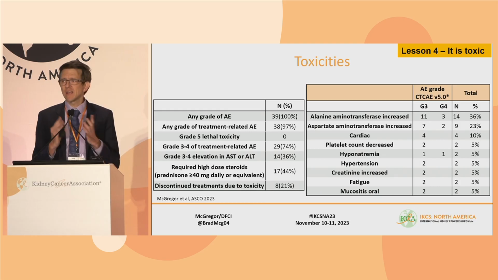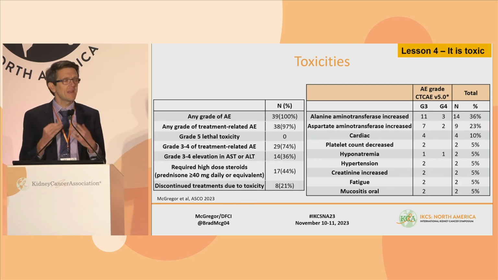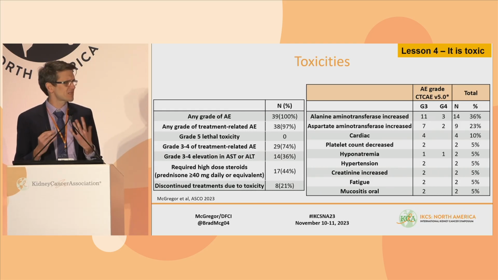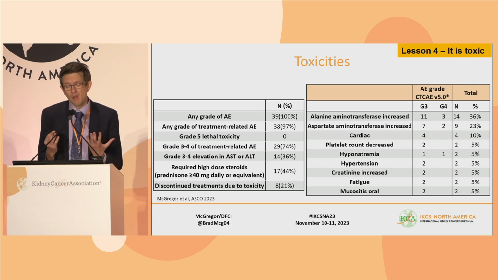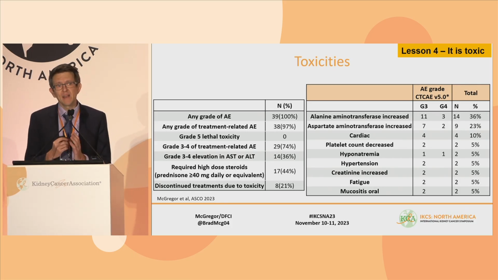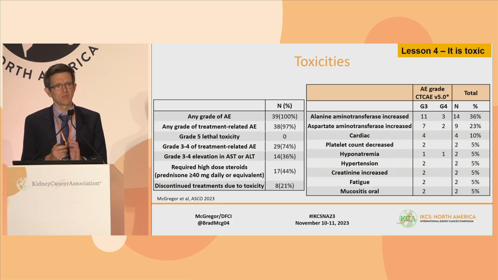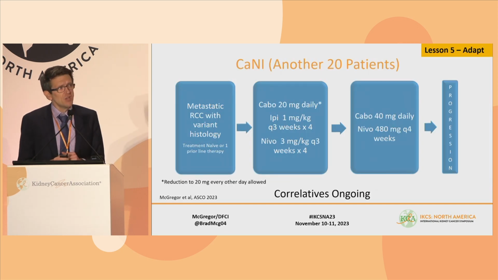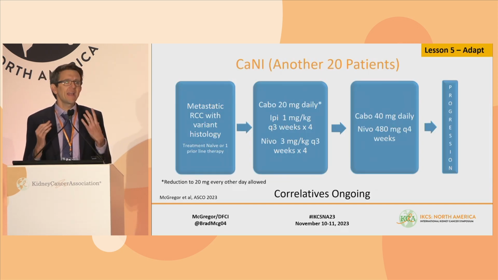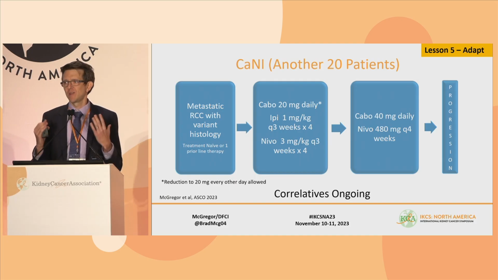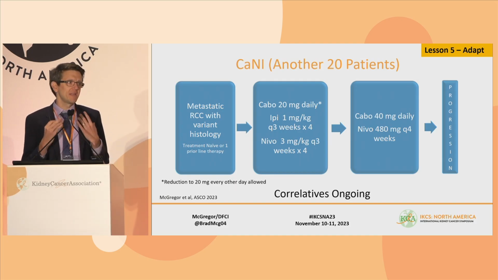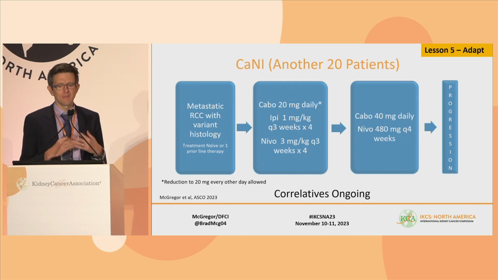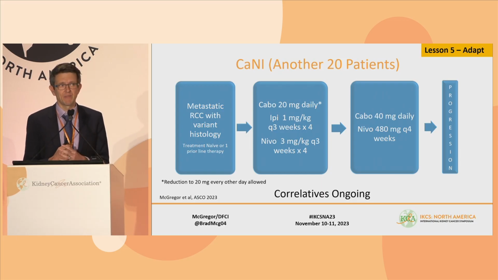And if you look at some of the data from nivo/ipi in the variant histologies, we saw a similar pattern where there seemed to be a little bit more toxicity. Why is that? I don't know, but it certainly was toxic. So where do we go from there? I can say that no one would disagree that cabo, nivo, ipi at a dose of 40 milligrams is not the answer in RCC with variant histology.